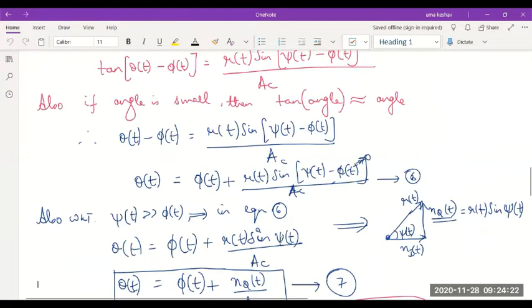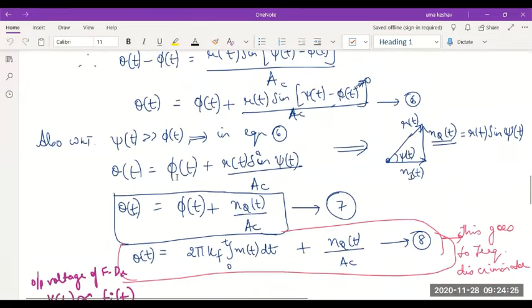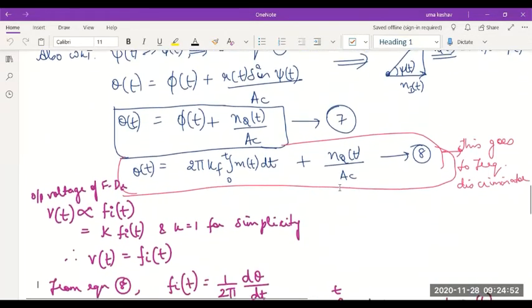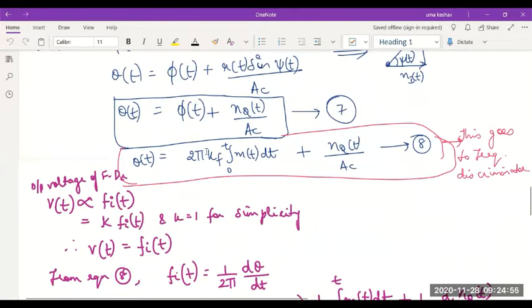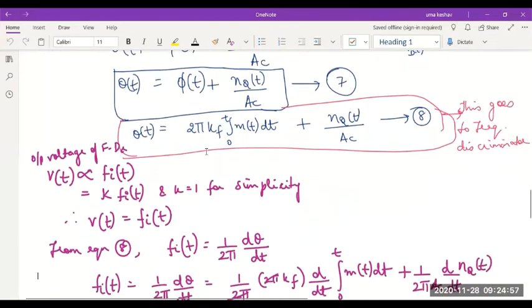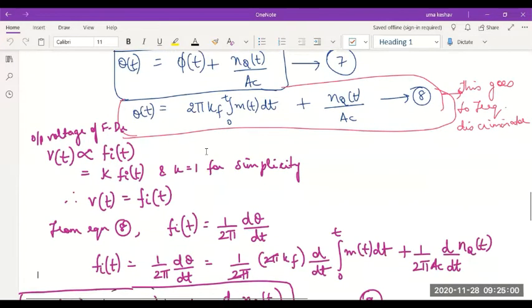We have done that, and later on this R of t sin psi, I have used this noise triangle where the in-phase component is adjacent, NQ, the quadrature phase component, is the perpendicular, and R of t is the resultant magnitude of noise. Using this noise triangle, R of t sin psi is replaced with NQ of t. Okay. So we got this expression. We are putting back what is phi of t, and we'll get the noise part as quadrature component by AC.